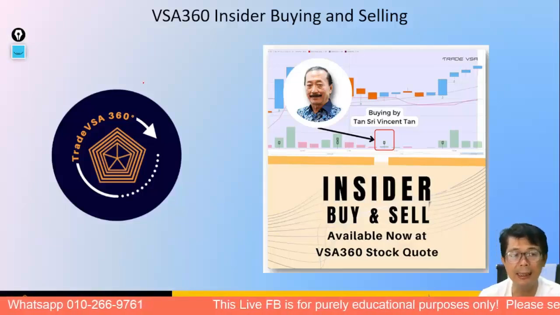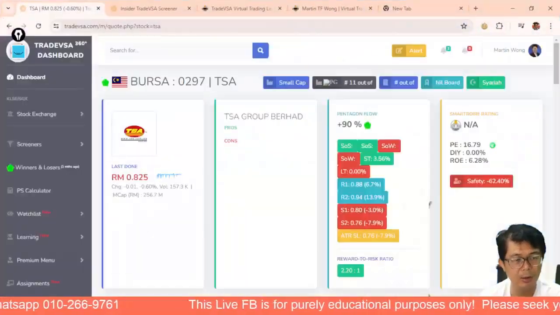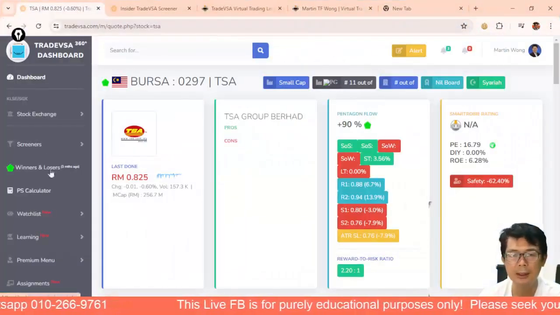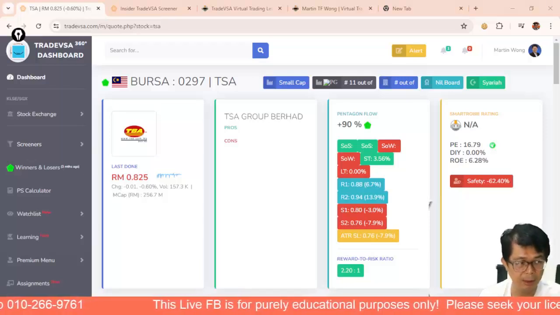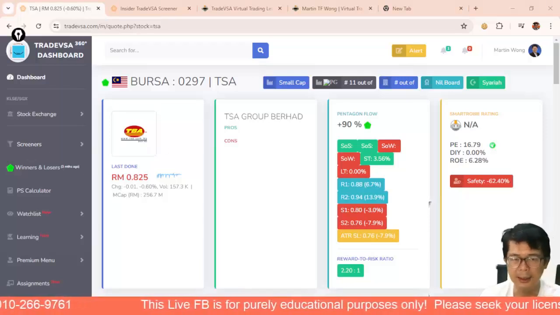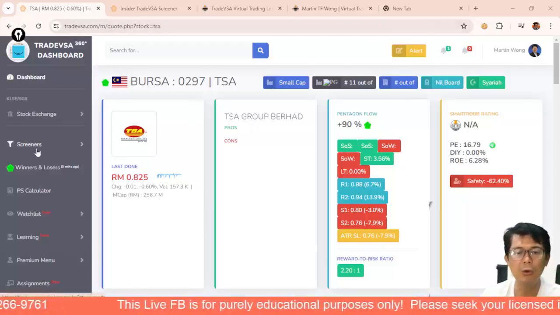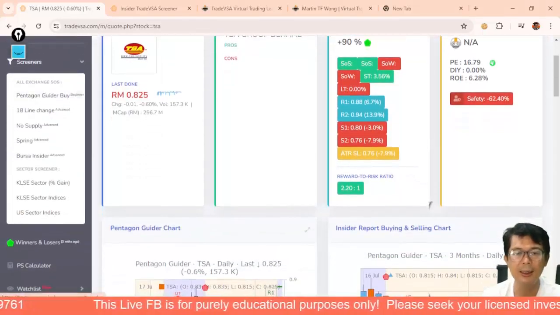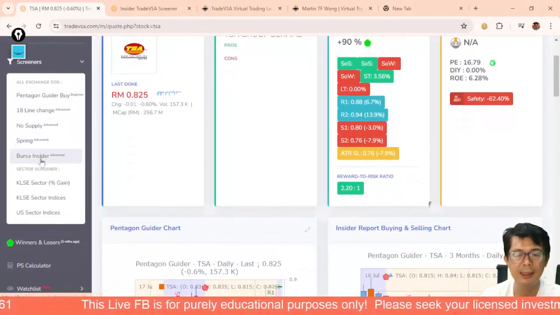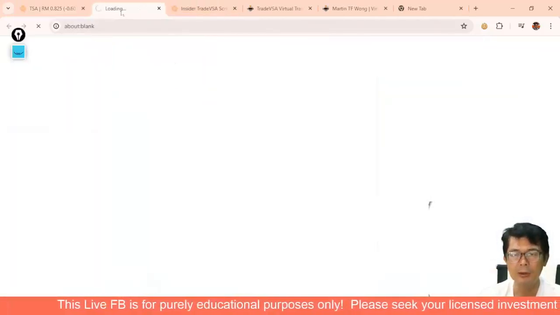So let's take a look at the insider buying and selling on the VSA360. Make sure you log in to the VSA360, and you will probably be greeted by a welcome screen. So where is the insider buying and selling? You scroll over to the main dashboard, and next you'll see the screener. Then we have the insider, Bursa Insider. Click on that one, and it will take you to a screen.